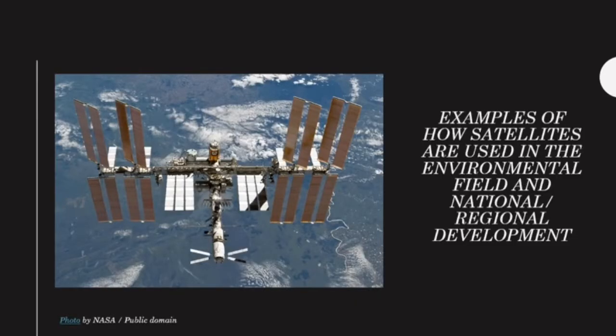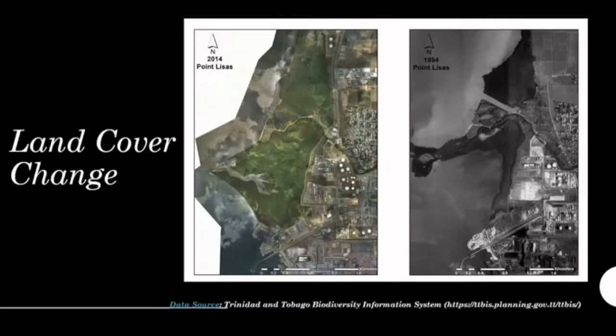There are various examples of how satellites can be used in the environmental field as well as within the national and regional context. I shall just be highlighting a few of them. Aerial imagery can be used over different time periods to show the changes in the land use or land cover. For example, here we can see the difference in the mangrove extent at Point Lisas between the 1994 aerial imagery and the 2014 aerial imagery, where there is significant growth of mangrove.